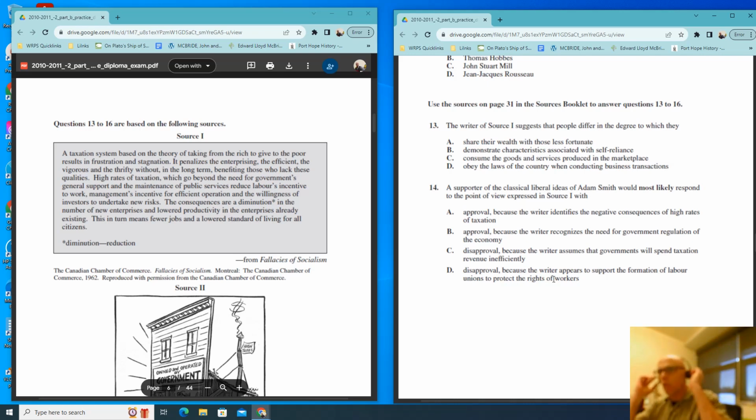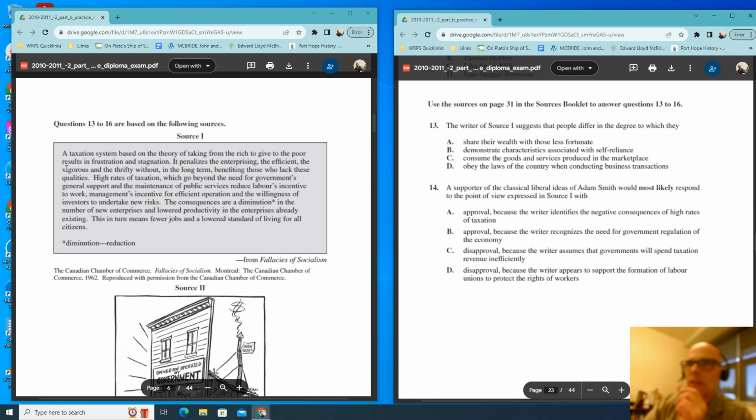So if you can't have four of them in your mind at the same time, because I'm struggling a little bit here, you might have to do it one for one and say, am I seeing any clues in the source, any cues on the page that it's talking about share their wealth or demonstrate self-reliance? Taxation system based on the theory of taking from the rich to give to the poor results in frustration and stagnation. I mean, sharing wealth and taxation goes together, but I'm not ready to jump to A yet. It penalizes the enterprising, the efficient, the vigorous, and the thrifty, without in the long term benefiting those who lack these self-reliant qualities. That second sentence is screaming, pick B.